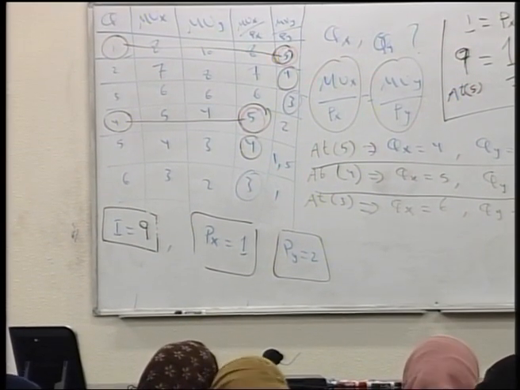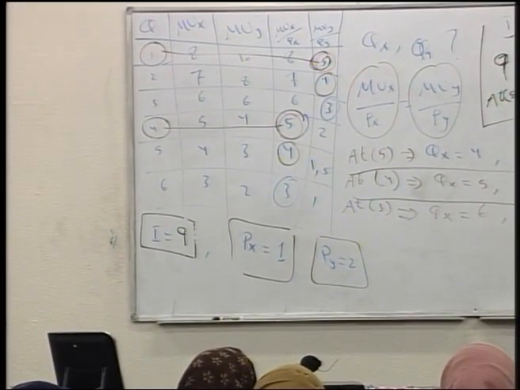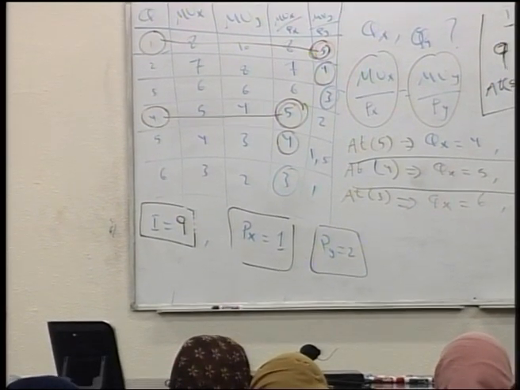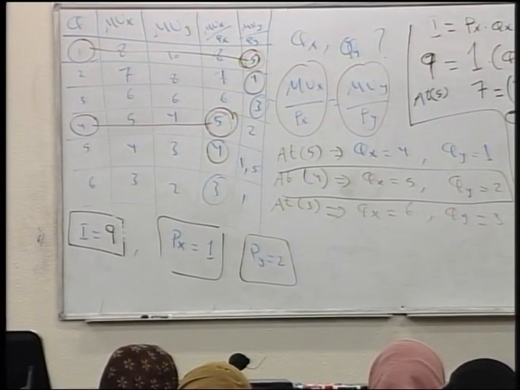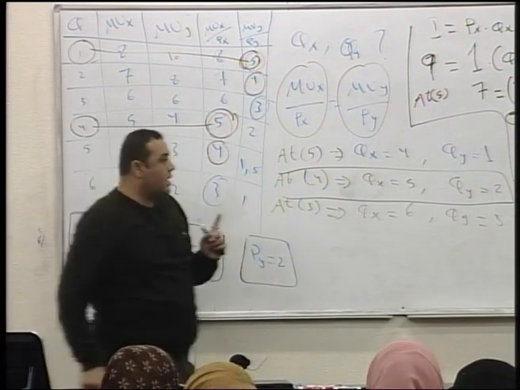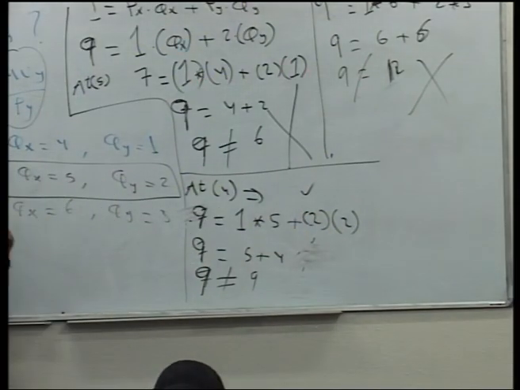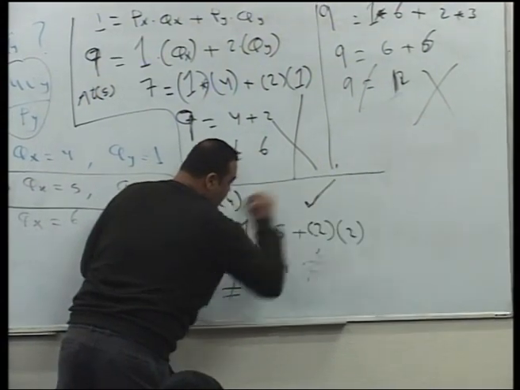Here 9 of course doesn't equal 6 plus 5, 9 doesn't equal 11. So 6, okay, 12. So 9 doesn't equal 12. So this doesn't work with the second condition. Then I advise the consumer to buy how many units here? This is the one that worked for me.